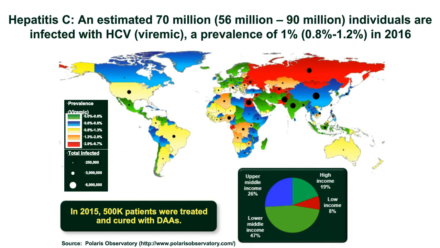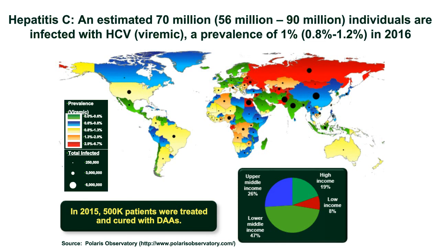And what is our disease burden at this time? Well, it is not entirely clear, but it appears that based on the best modeling data, which comes from the Polaris Observatory, there are approximately 70 million individuals now who are viremic worldwide. And I show here in this slide the disease burden across the world.